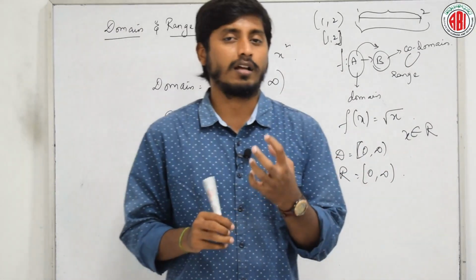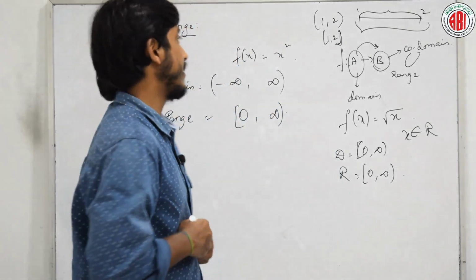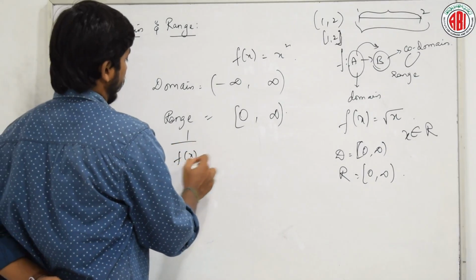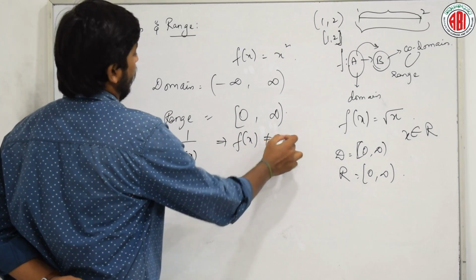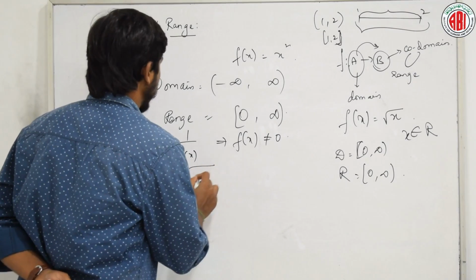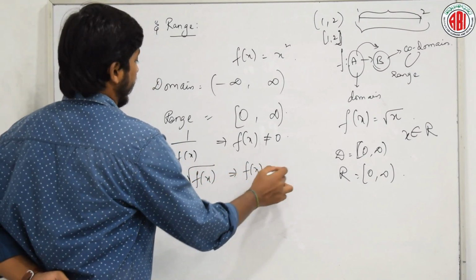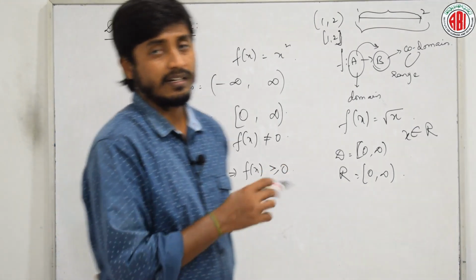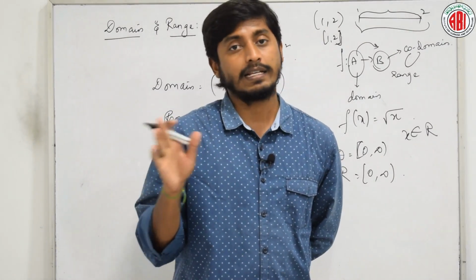So there are a few conditions you have to remember. First, if my function is in the denominator, then we have to solve by taking f of x not equal to 0. If my function is under a root, then I have to write f of x is greater than or equal to 0. Yes or no? Since it is under a square root, it should be either 0 or more than that. It cannot be less than 0.